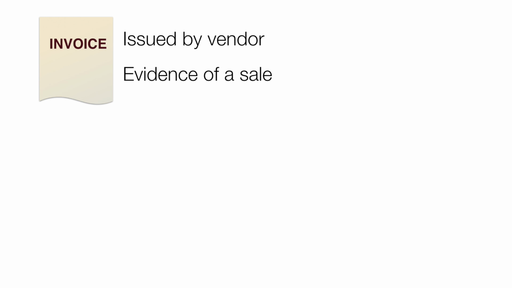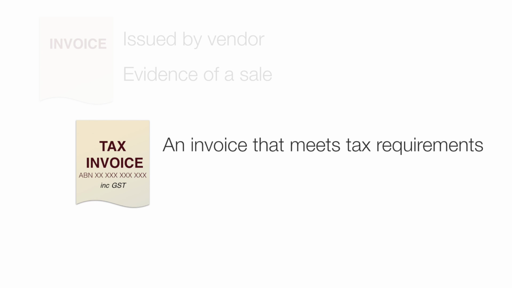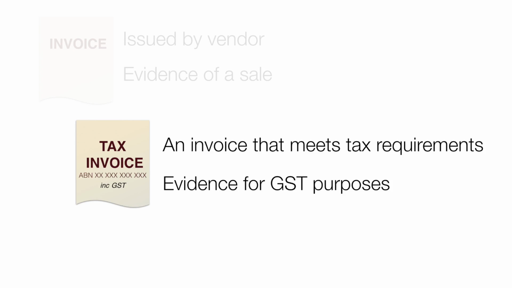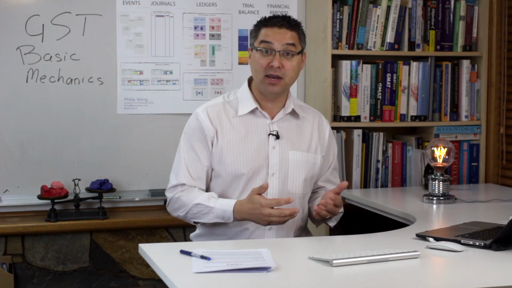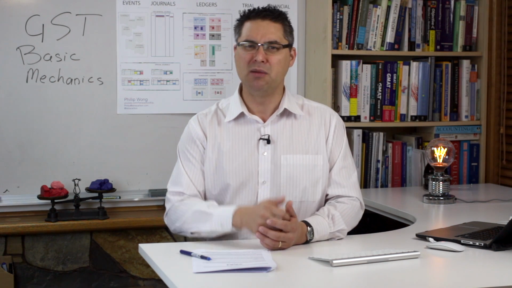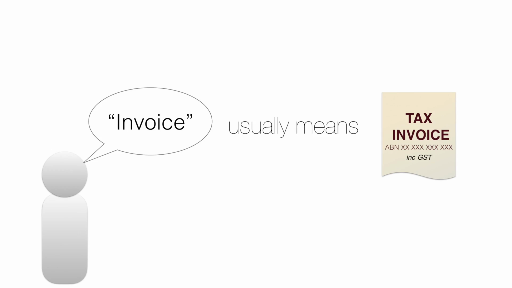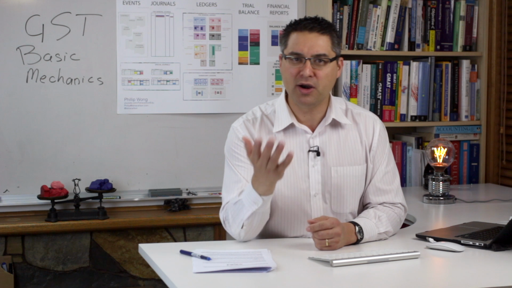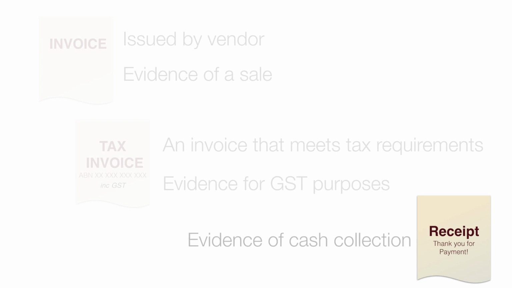An invoice is a document that's issued by the vendor, and that is, it's evidence of a sale. A tax invoice is an invoice that meets Australian taxation requirements as evidence for GST purposes. So it's going to show the ABN, the amount of GST paid, and the words tax invoice prominently featured on the top. Details like that. You can mostly just use the terms invoice and tax invoice interchangeably, provided you're only talking about Australian businesses that are registered for GST. Now, a receipt is a document issued by the business collecting cash.